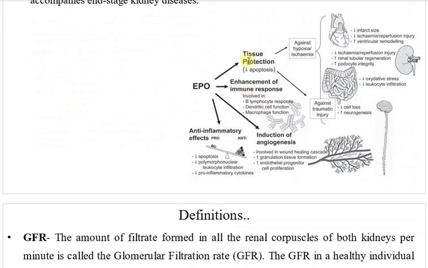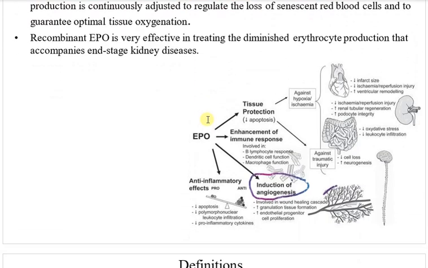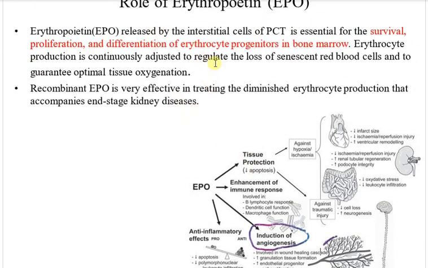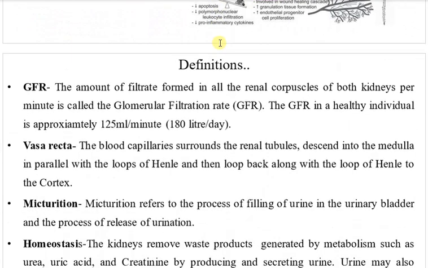So these are the functions of EPO. Tissue protection, it stops apoptosis, means it stops cell death. Okay, enhancement of immune response. EPO also helps in immune response. Induction of angiogenesis, it helps in the growing of new blood vessels. Suppose any wounds happen, so it is involved in the wound healing cascade. It helps the wounds to diminish quickly. Okay, and anti-inflammatory effects. So these are the functions of EPO. You just need to remember very few of them, and the name and what is their function. Okay. The definitions are there.